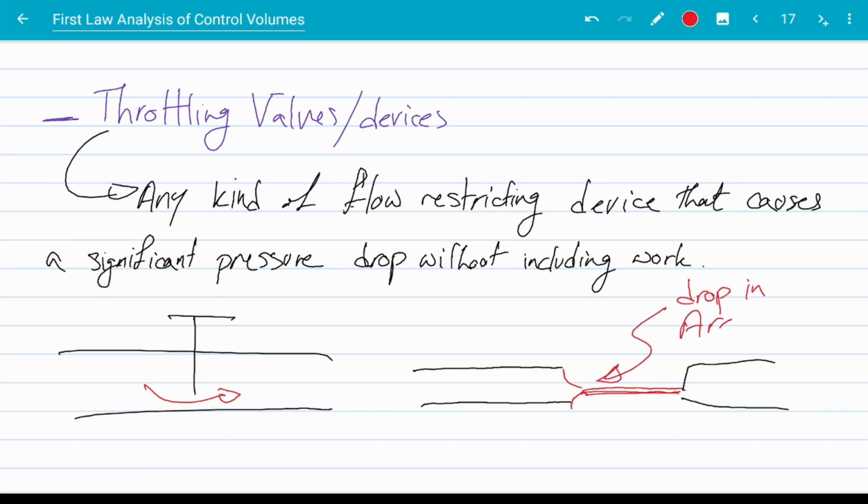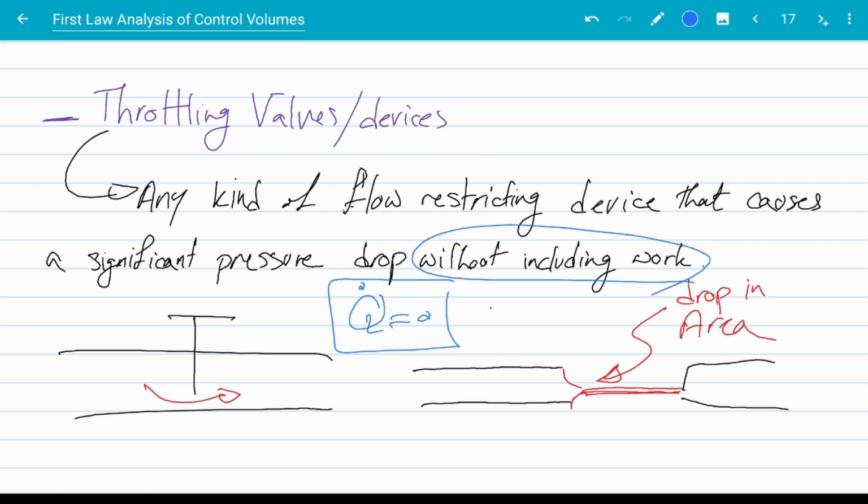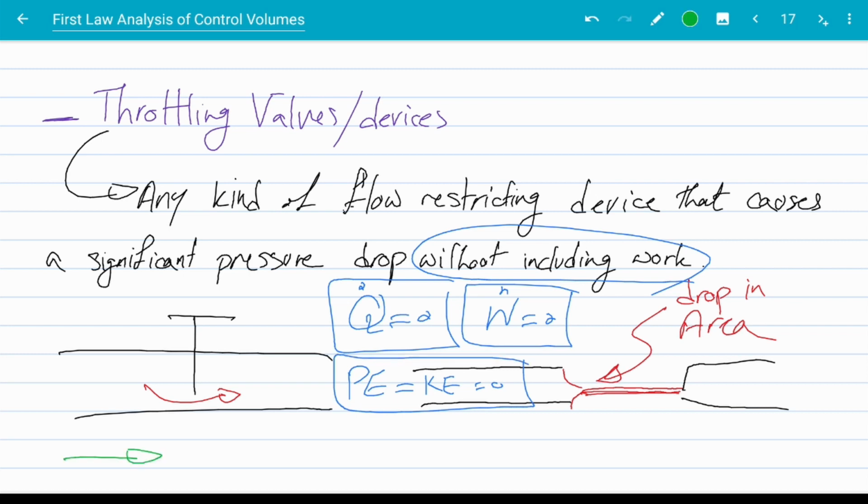As you can see, there is a significant drop in area inside the piping system, which causes the pressure of the flow to drop. Because they are very small, there is no time during the process to do any heat transfer. So usually Q dot is 0 for a throttling valve. Also, by definition, they do not include any work. So there is no work involved as well. Now, in nearly all the cases, we can neglect potential and kinetic energies as well. So what we get is that m dot times h of exit minus h of entrance is equal to 0, or h of exit is equal to h of entrance.